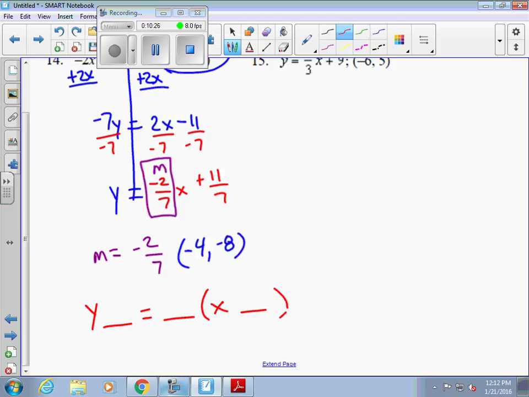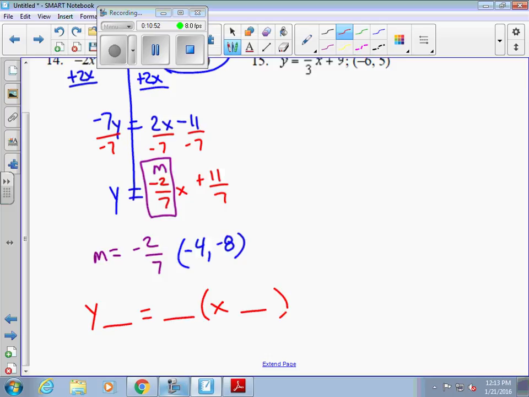We can plug in our m value. But wait, before we do that, the equation that was given, its slope was negative 2 over 7. It doesn't say it's parallel to that line. It says it's perpendicular to that line. So what do we know if the lines are perpendicular? What do you do with the slope? You have to do two things. You have to take the negative reciprocal.